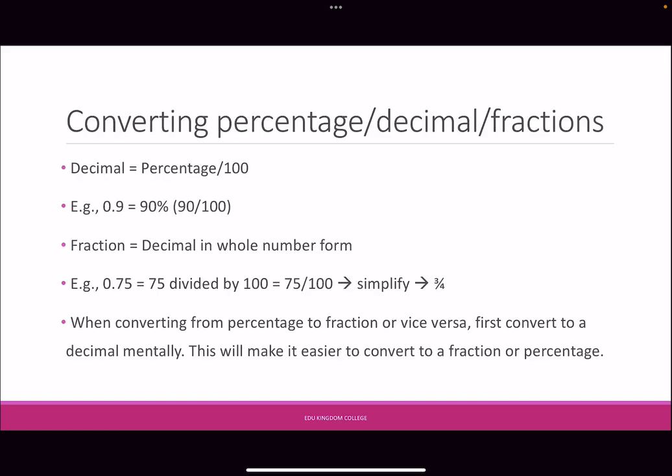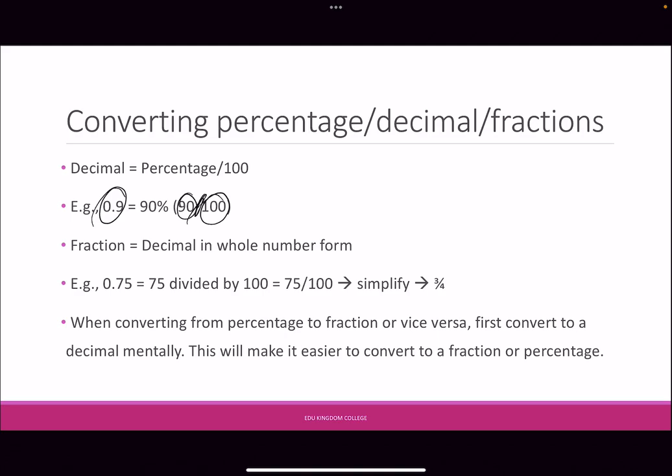Now, the one thing we will go over as an overview is converting percentages to decimals to fractions, or in any other order that you need to do that. So decimals are always a percentage over 100. So if you have a percentage of 90%, if you want to make that a decimal, just divide it by 100. Now, a fraction is a decimal in its whole number form. So before you make it a 0 point something or a 1 point something, it's 90 over 100. So this makes a fraction, and it's in its whole number form. So 90 is a whole number, 0.9 is not. 90 divided by 100 is our fraction.